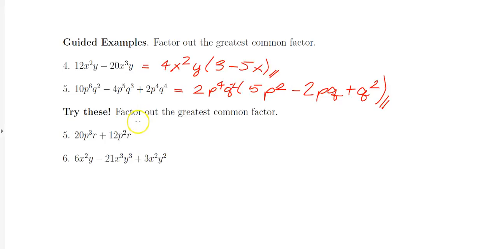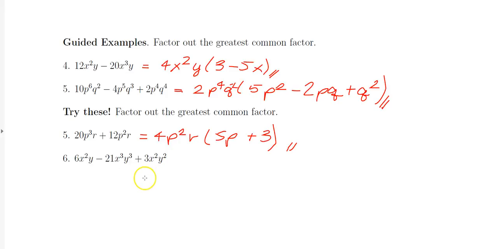So pause the video, try these problems, and check your work. Okay, so we're back. So in the first example, you probably saw that there was a 4p squared r as a common factor, and that's multiplied by 5p plus 3 in order to get us the 20p cubed r plus 12p squared r back.